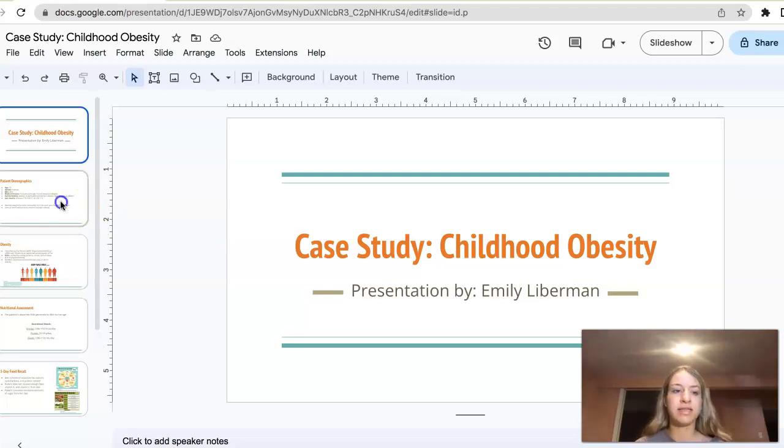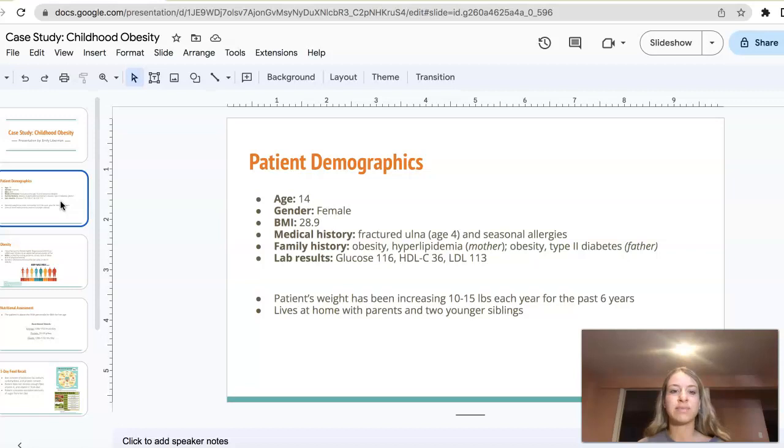So, looking at the patient demographics, we can see that this patient is a 14-year-old female, and she has a history of a BMI of 28.9 with medical history of a fractured ulna at age 4 and seasonal allergies. Her family history includes obesity and hyperlipidemia on her mother's side, as well as obesity and type 2 diabetes on her father's side. Looking at the patient's lab results, we could see she has a glucose of 116, HDL-C of 36, and LDL of 113.